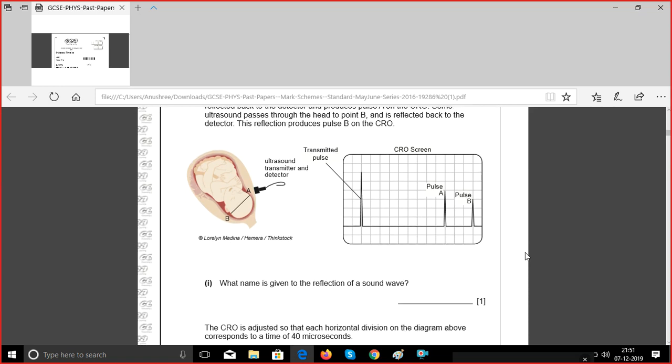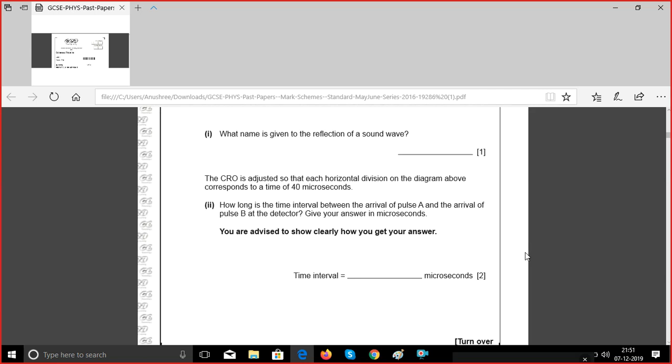Number two, the CRO is adjusted so that each horizontal division on the diagram below corresponds to a time of 40 microseconds. How long is the time interval between the arrival of pulse A and the arrival of pulse B to the detector? Each square is equal to 40 microseconds. There are 3 squares in between pulse A and pulse B, so the time interval is 120 microseconds.